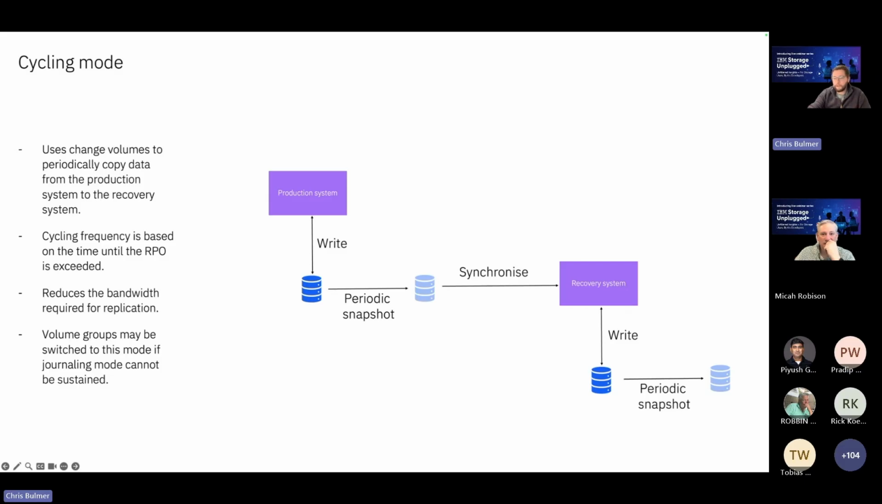So if you have a very long RPO, say 24 hours, it's going to be cycling every 8 hours. If you have a 10-minute RPO, it's going to be cycling every 3 minutes.